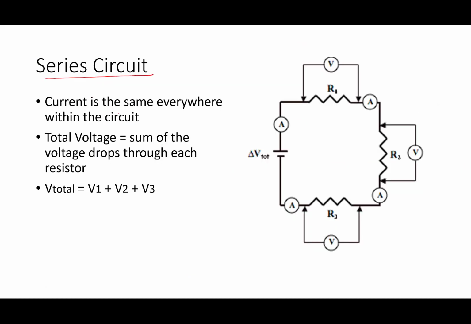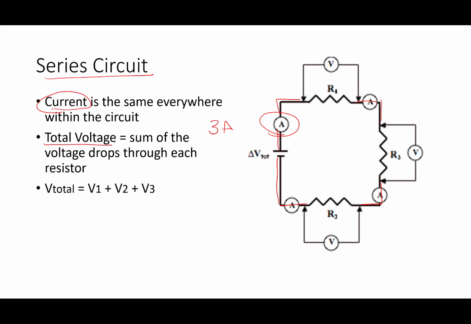In a series circuit, if you put an ammeter in the circuit, the current is going to be the same everywhere. So if you had 3 amps of current, which is quite a bit of current, coming out of your power source, and you measured it at any point in that series circuit, that current would be exactly the same at every point.